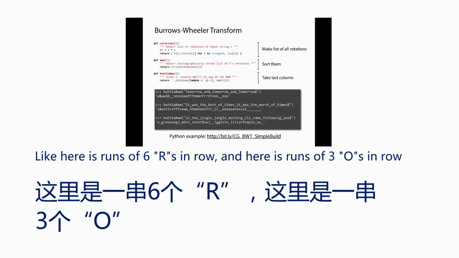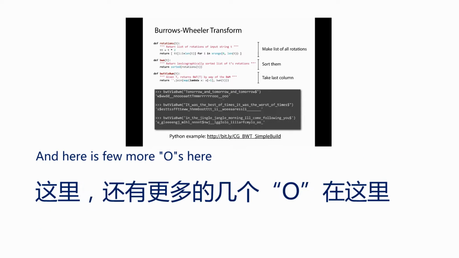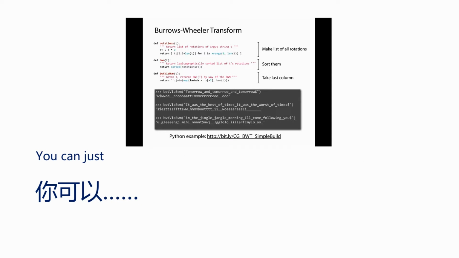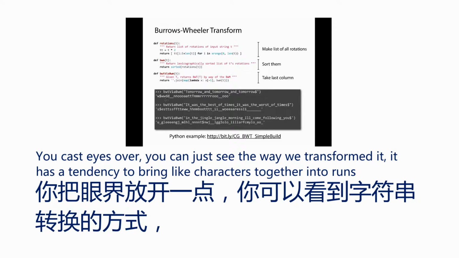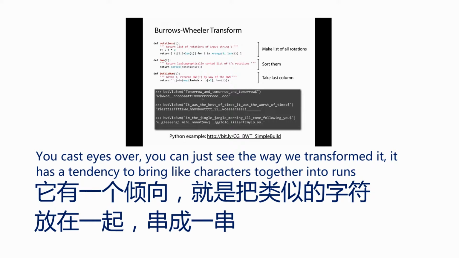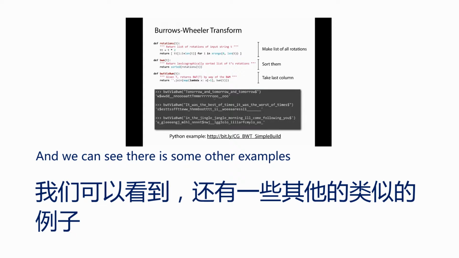Like here's a run of 6 R's in a row, and here's a run of 3 O's in a row, and then there's a few more O's here. But if you cast your eyes over it, you can just see that the way we've transformed it, it's had a tendency to bring like characters together into runs. And we can see this in some other examples.